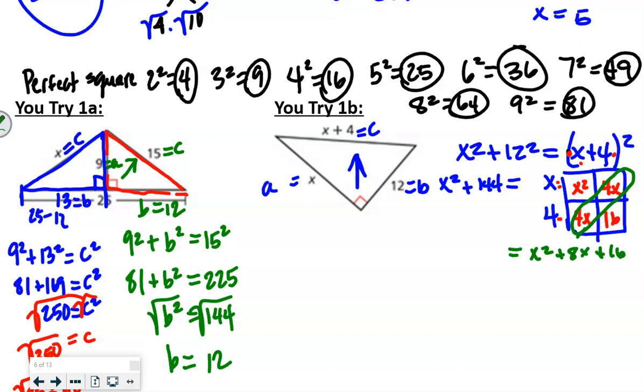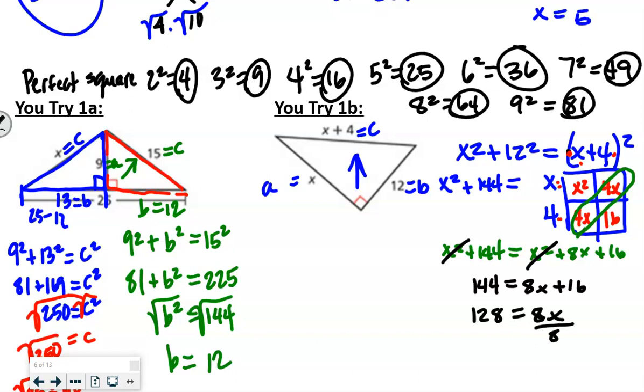And that's equal to our x squared plus 144. Now, what did I tell y'all you could do if you have the same exact term on both sides of the equal sign? Yep, you can cross it right out. So we're left with 144 is equal to 8x plus 16. So we're going to subtract 16 from both sides. So that's going to give us 128 is equal to 8x.